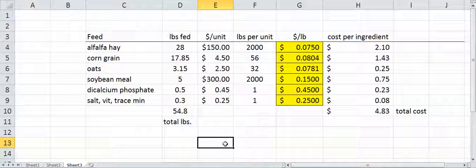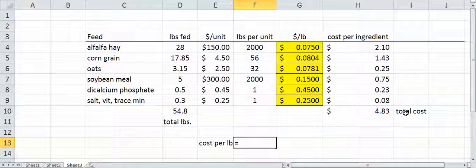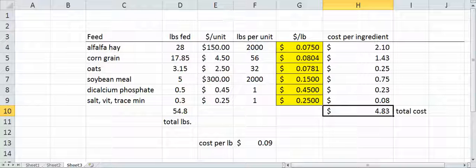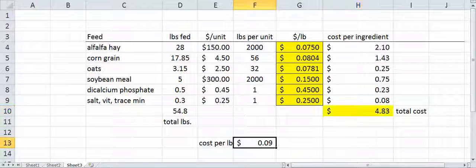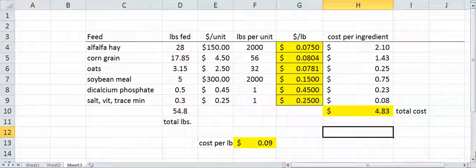So now to get my cost per pound, I come up here, take total cost divided by total pounds. There's my answer. My cost per pound is 9 cents. Hope this makes sense to you. Pretty simple spreadsheet. Really saves me a lot of time.